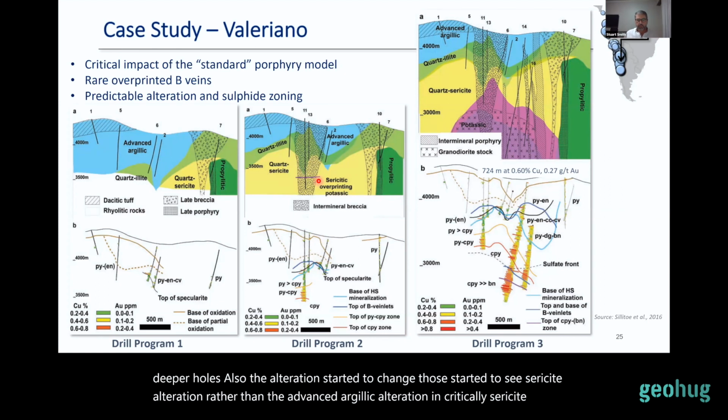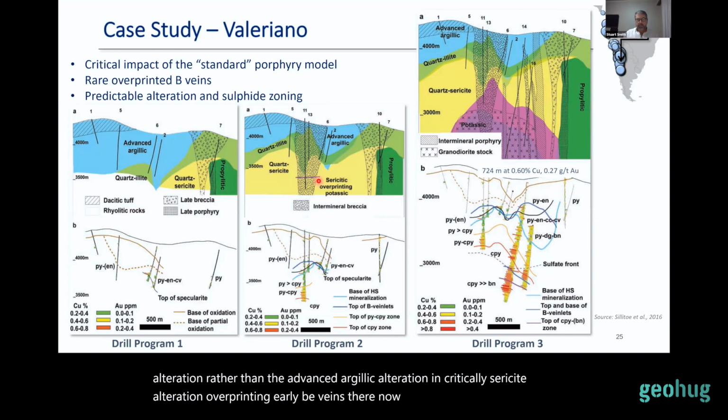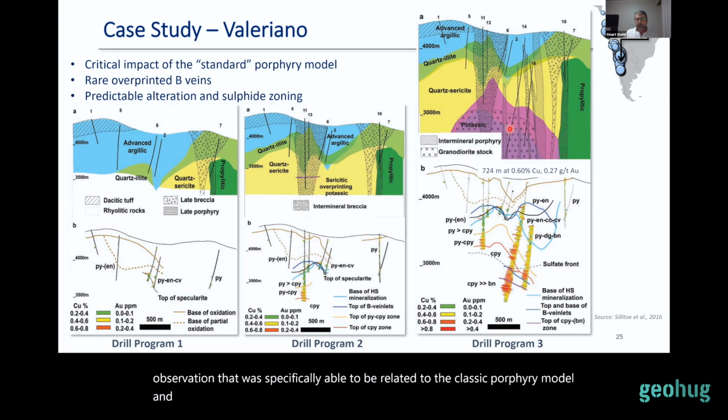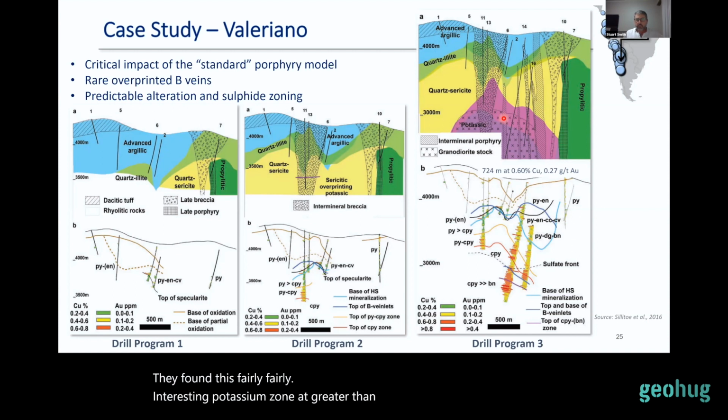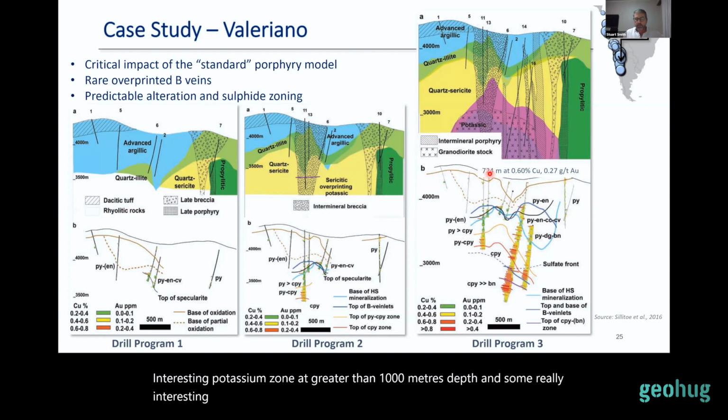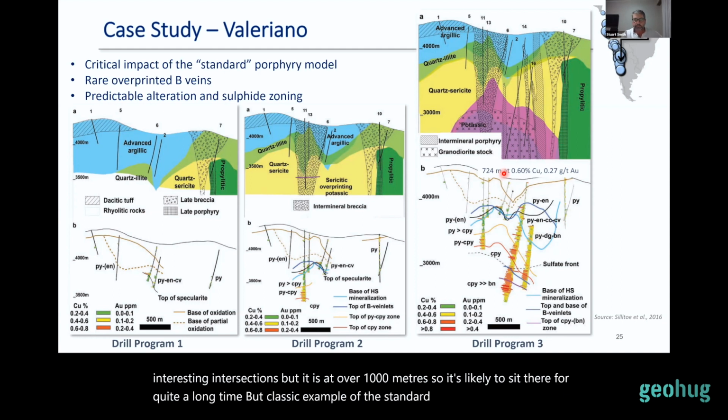So that was a critical observation that was specifically able to be related to the classic porphyry model and encouraged them to drill deeper. And then lo and behold, when they did drill deeper, they found a fairly interesting potassic zone at greater than 1,000 metres depth, and some really interesting intersections. But it is at over 1,000 metres, so it's likely to sit there for quite a long time. But it's a classic example of the standard porphyry model being critical to success.